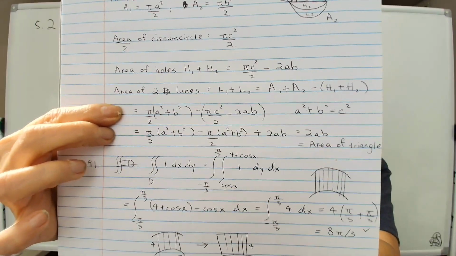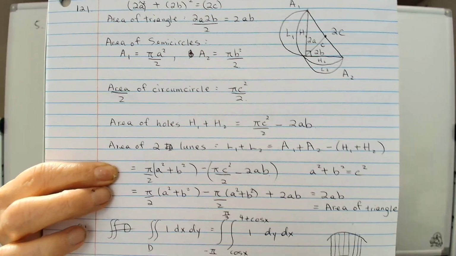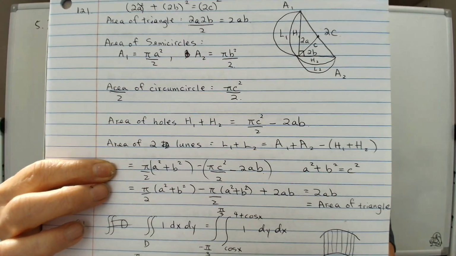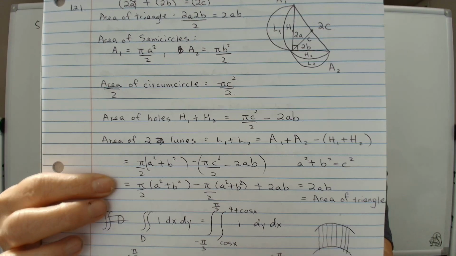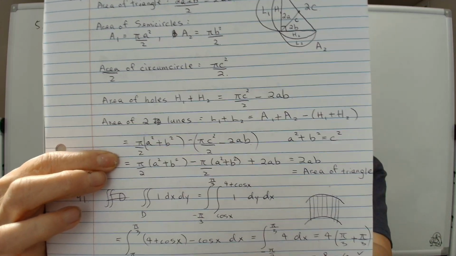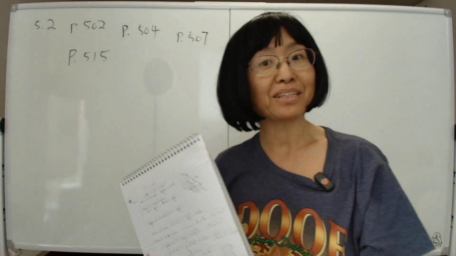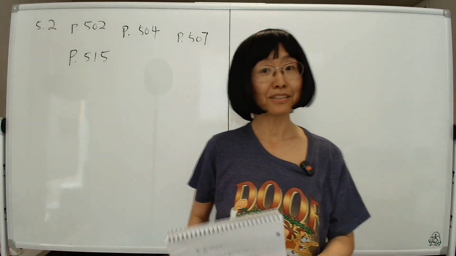And then the area of the two lunes. The area of the two lunes, L1 plus L2, will be the area of the two semicircles, A1 and A2, subtracted by the area of the holes. And so when you plug everything in, remembering that a squared plus b squared equals c squared, you quickly come up with 2ab, which just happened to be the area of the triangle. Now that is the solution also.